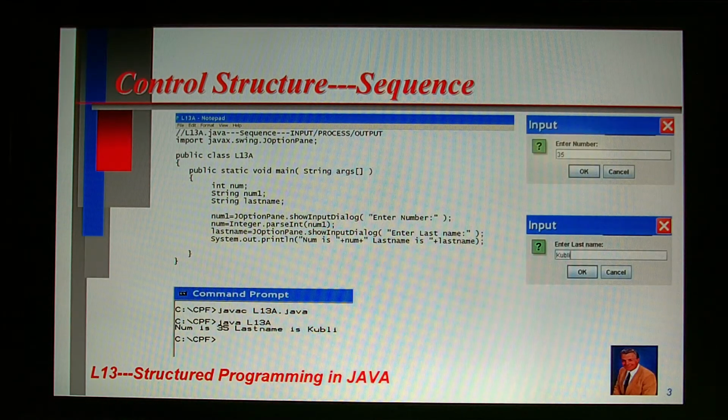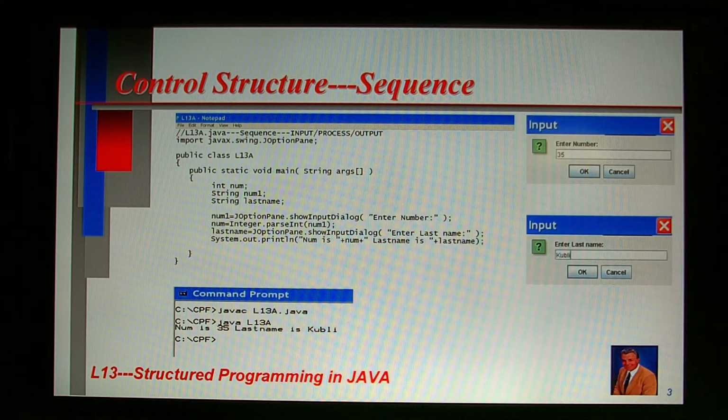Computer Program Code Model L13A demonstrates the sequence control structure. The sequence control structure is typical of the main method definition computer program code, where computer program instructions are executed in sequence. Computer Program Model L13A.java is the Java computer program that duplicates the C computer program L7A.c discussed in Lecture 7. Note the output displayed in the command processor is identical to that of the C computer program L7A.c.